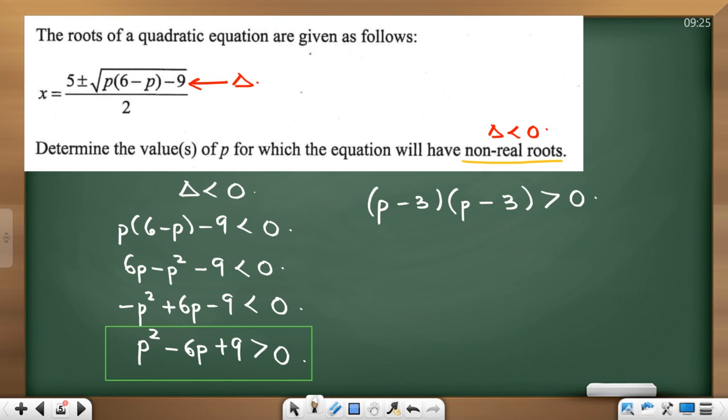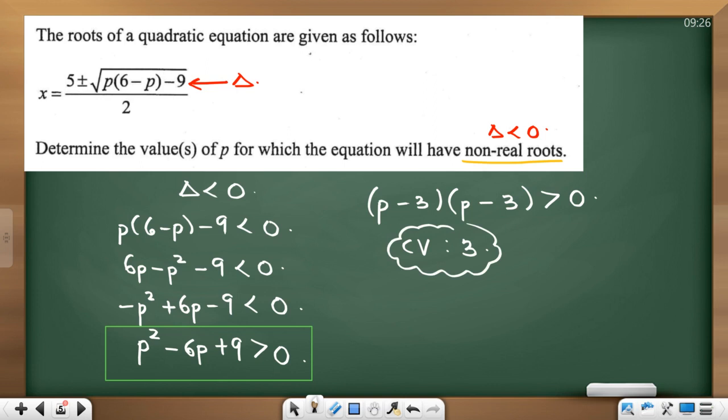I only have one CV. My CV is 3. Please take note. I forgot to mention this when I did inequalities. When you have one CV, how do you represent your answer?